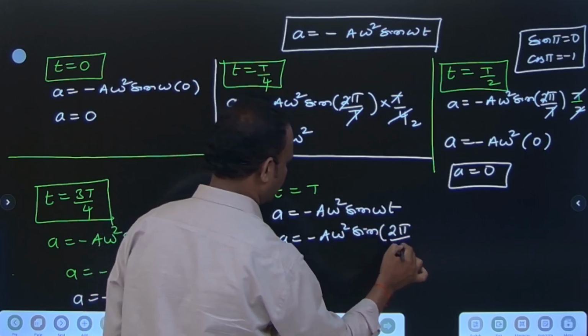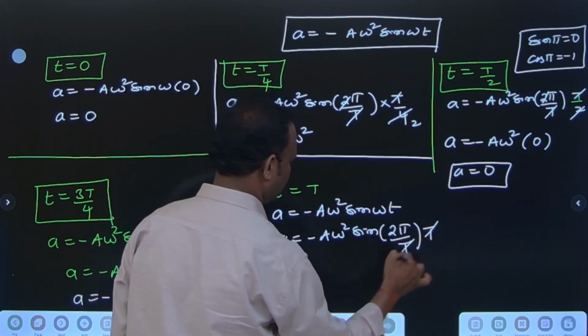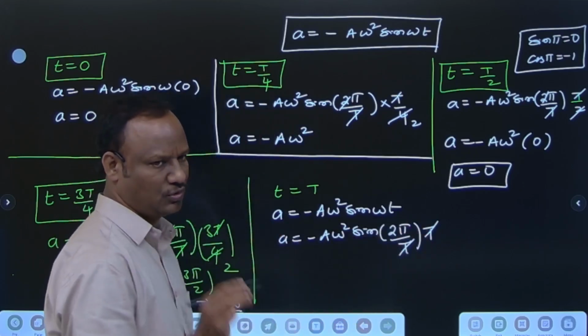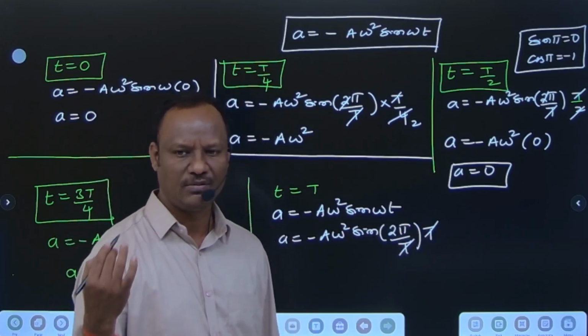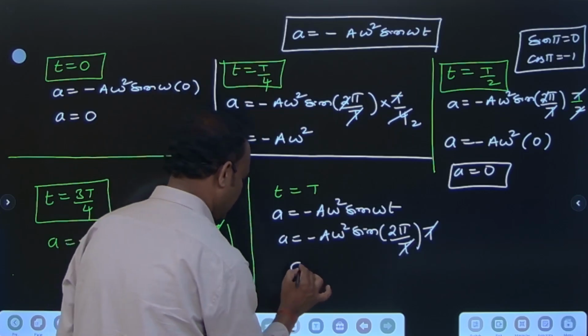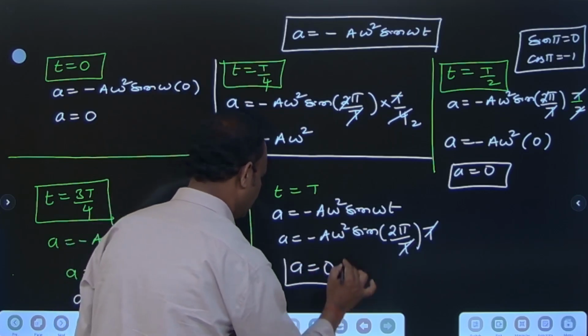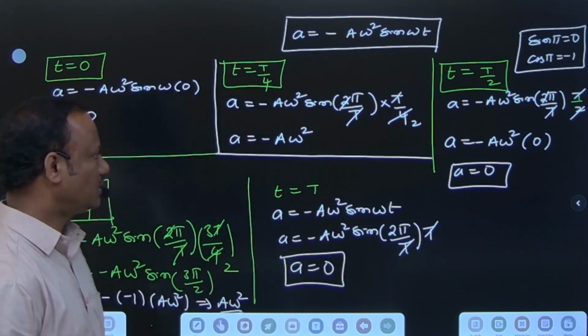2 pi by capital T. Next one, t. T cancel. Sin pi, sin 2 pi, sin 3 pi, sin 4 pi, all will be 0. So what is the answer? A is equal to 0 is the relation. Now let us draw the graph.